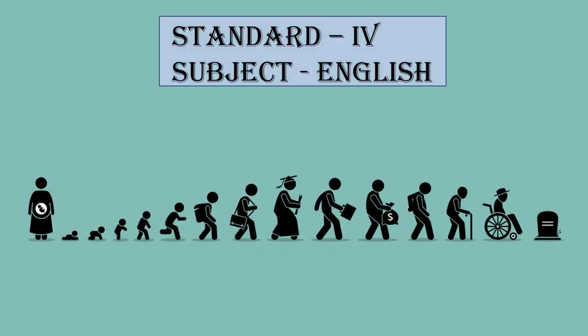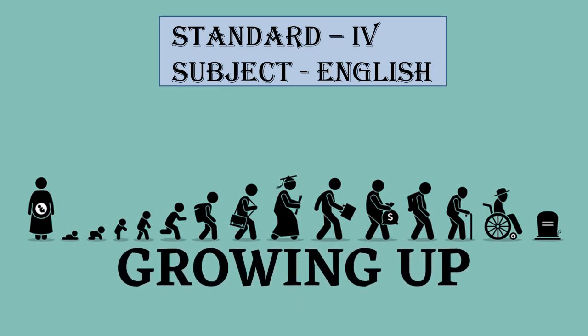Standard 4th, Subject English. Student, what can you see on this slide? A picture of human being from the time he was in the womb to the tomb. The different stages of human being, that is, a baby, child, teenager, youth, adult, old, and then to the tomb. So today's topic is growing up.